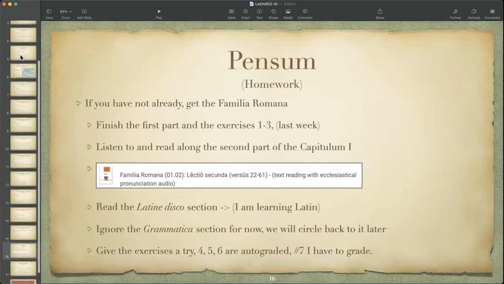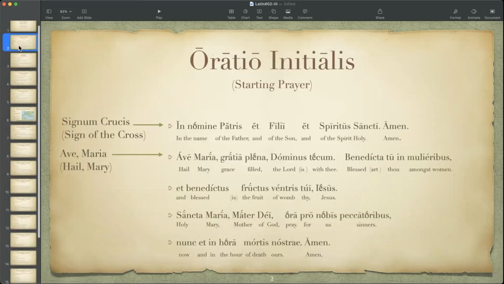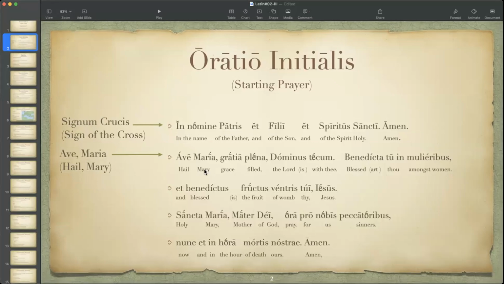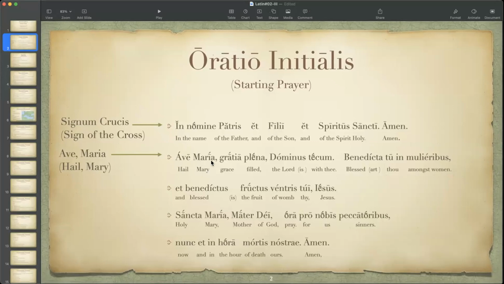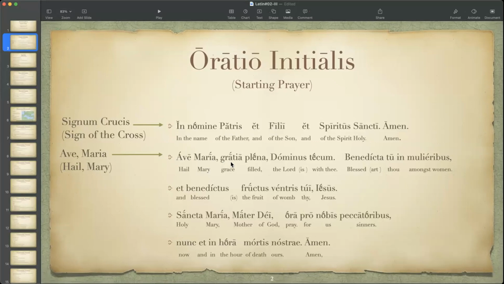So if I go up here, let's do this, the sign of the cross. If it's classical or ecclesiastical, you would say, in nomine Patris et Filii et Spiritus Sancti, Amen. No difference. But now let's come down here. Ave Maria, gratia plena, Dominus tecum. Nunc et in hora mortis nostrae. Those are pronounced differently in classical and ecclesiastical. So just be aware. It's not a bad thing to use.